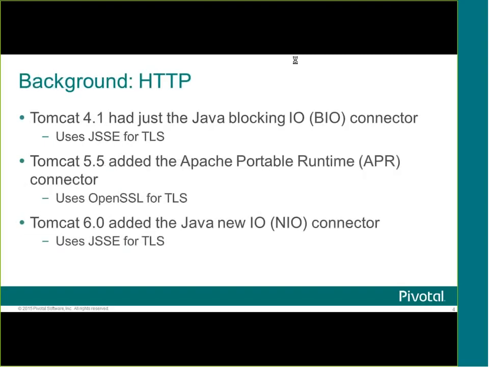So let's get on to the connector background. Start off with HTTP, and if we go all the way back to Tomcat 4.1, that just had the Java blocking IO connector, which we generally refer to as the BIO connector. And that used Java Secure Socket Extensions, JSSE, for its TLS implementation. Things didn't really change in Tomcat 5, and then in Tomcat 5.5, a connector based on the Apache Portable Runtime library was added.